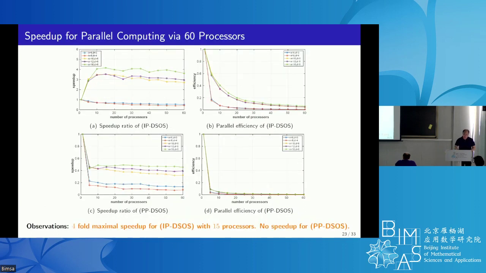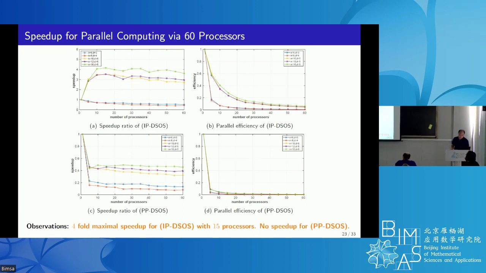And here is just part of the computing result. We use 60 processors, and you can find that this method improves the parity decomposition monomer by monomer. You have a 4-fold maximal speed up, at around 15 processors. And if we use more processors, you cannot get more speed up. And not for the PP; for PP we have no speed up.